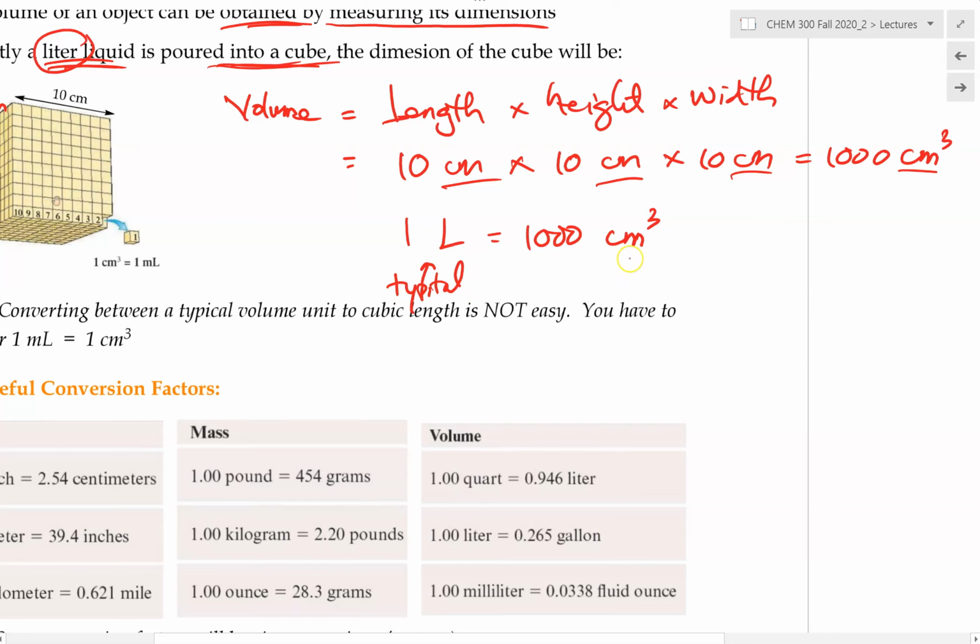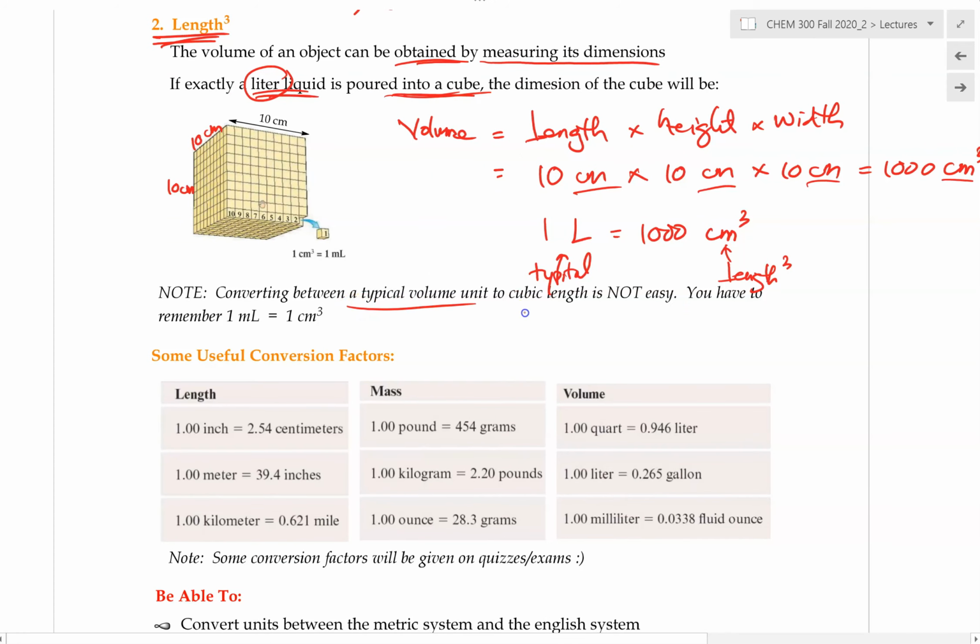Versus here, a cubic centimeter. Centimeter is basically length, so length cubed. That's what cubic centimeter is. So in this case, the conversion factor between a typical unit of volume and cubic length would be that 1 liter equals 1,000 cubic centimeters. And this is a very important relationship that you need to remember in order to convert between a typical unit of volume and length.